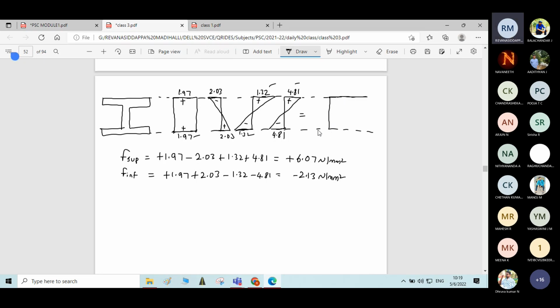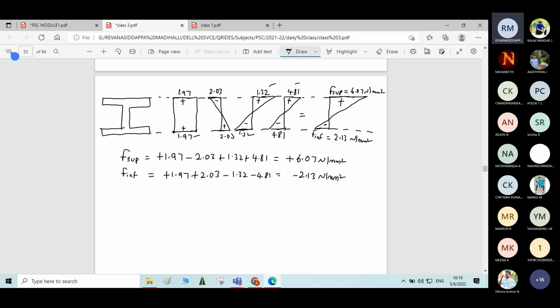Okay. And at the bottom fiber, it is minus 2.13. So this is the nature of the resultant stresses. Plus, minus here: plus 6.07 Newton per mm square is F superior, and F inferior is equal to 2.13 Newton per mm square.